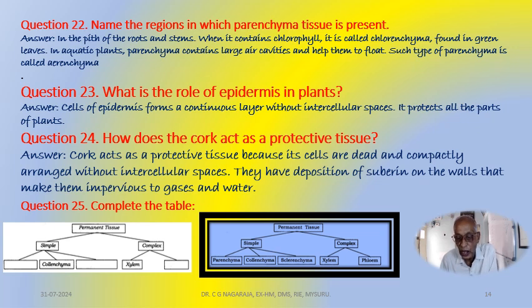Question number 24. How does the cork act as a protective tissue? Cork is the outermost part of a tree, like a bark. It's called cork. How is it protective in function? Cork acts as protective tissue because its cells are dead and compactly arranged without intercellular spaces. They have deposition of suberin, a very hard material on the walls that makes them impervious to gases and water. That means water will not go inside them.